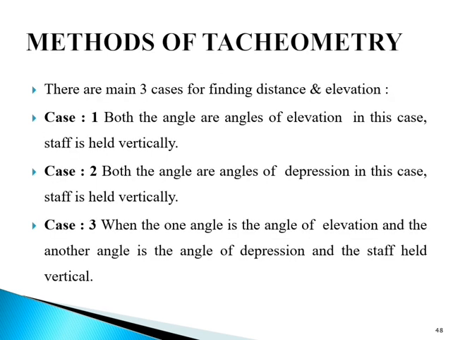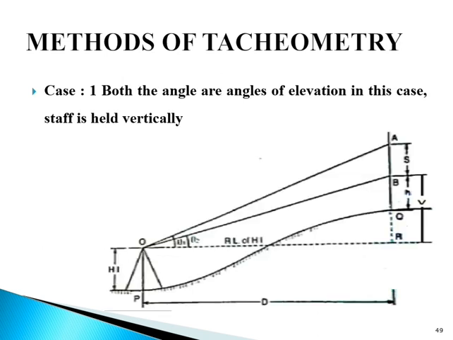So in this also there are mainly three cases for finding distance and elevation. First one is both the angles are angles of elevation, and in this case the staff is held vertically. Case 2, both the angles are angles of depression. In this case, the staff is held vertically. And case 3, when one angle is the angle of elevation and the other angle is the angle of depression, and the staff in this case is held vertical. So let's see case 1 first. Both the angles are angles of elevation in this case, and the staff is held vertically.